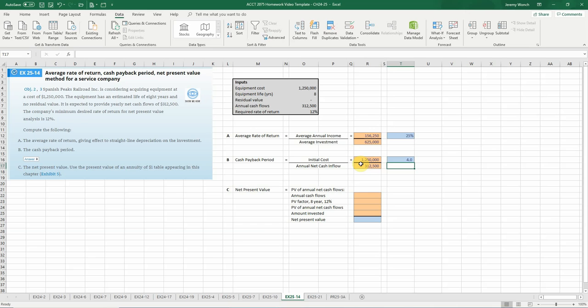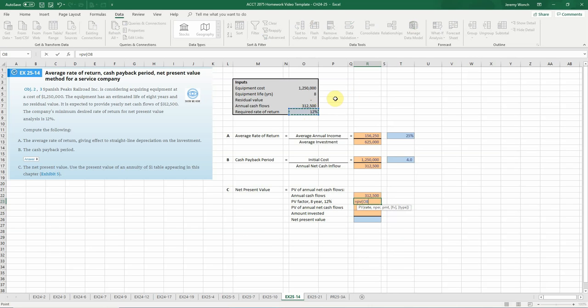All right, part C asks us to do the net present value. Use the present value annuity of $1 table, but of course we're just going to use Excel instead of the table. So we want to start off with our average annual cash flows of $312,500. And we want to figure out our present value factor, so we're going to use the present value function.